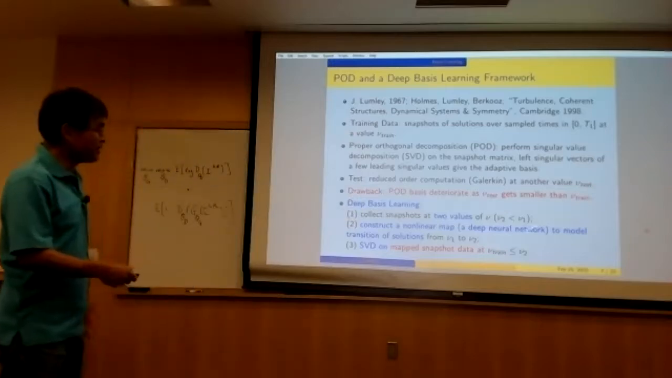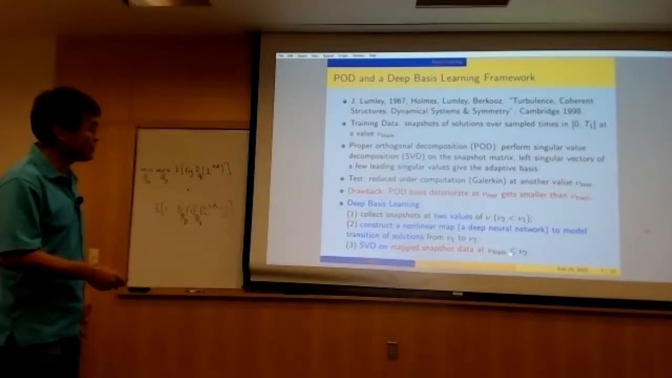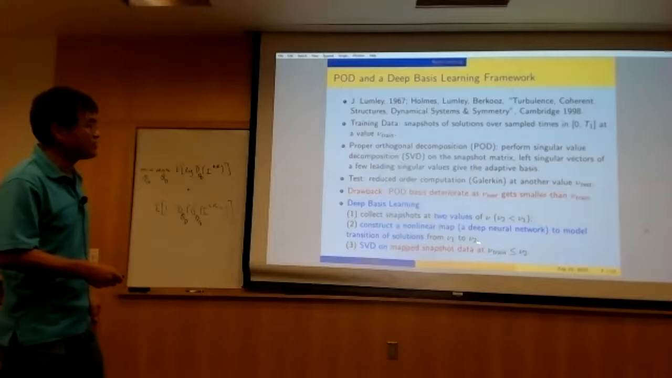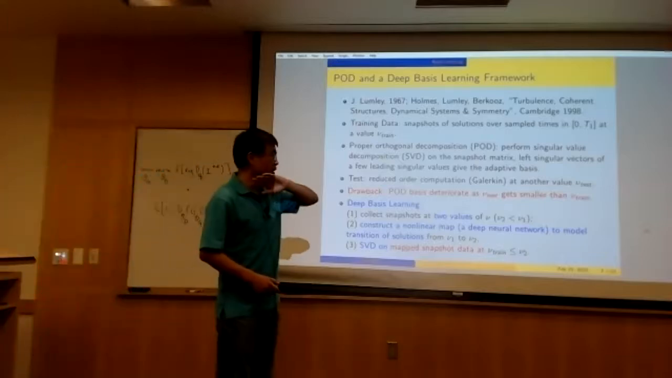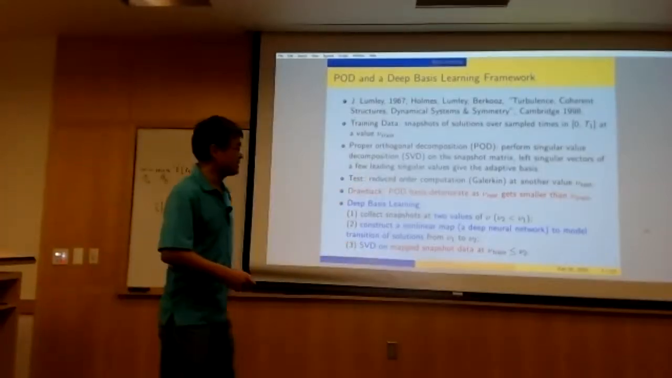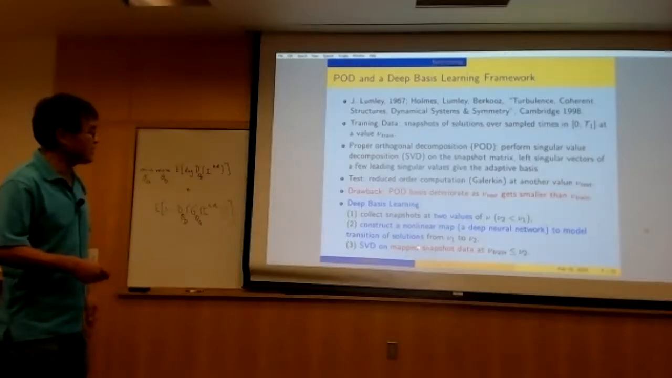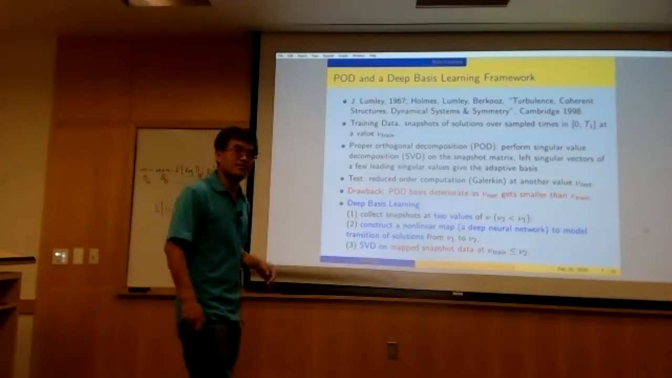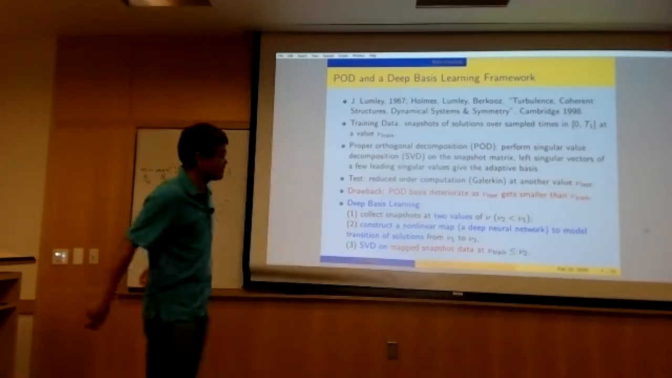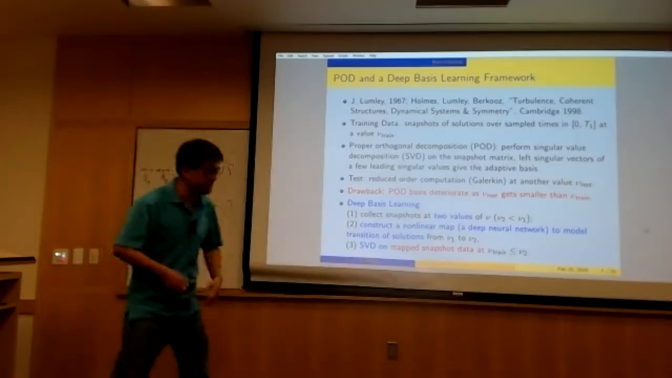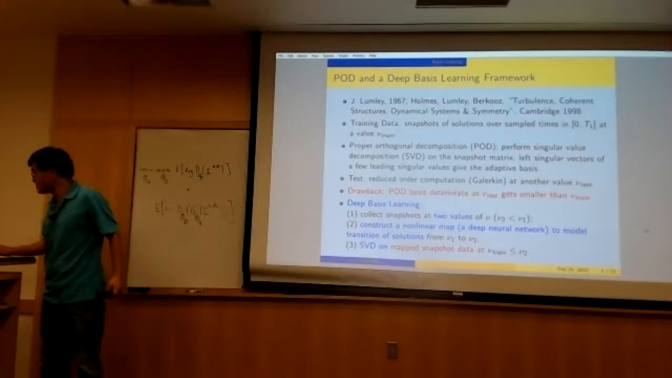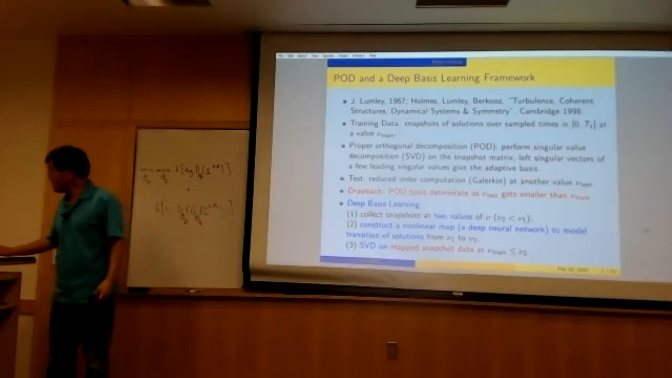So when the new test in general is less than nu train, this mapping tells you what happens if nu is reduced. So instead of doing the SVD at nu train like POD, we're going to do it on the mapped snapshots. That's the difference, because this will introduce additional physical effect. Okay, so that's more or less the general guideline.